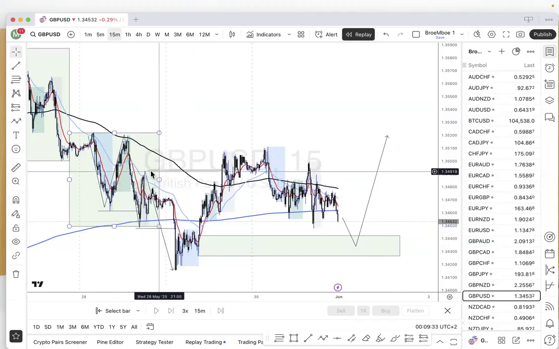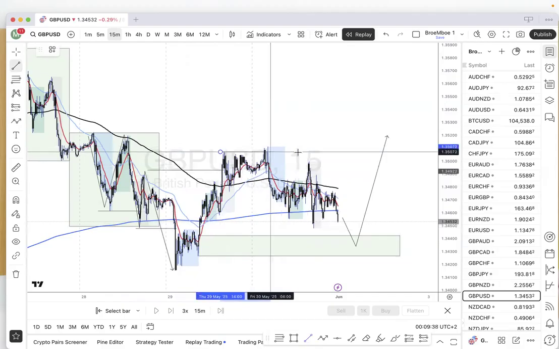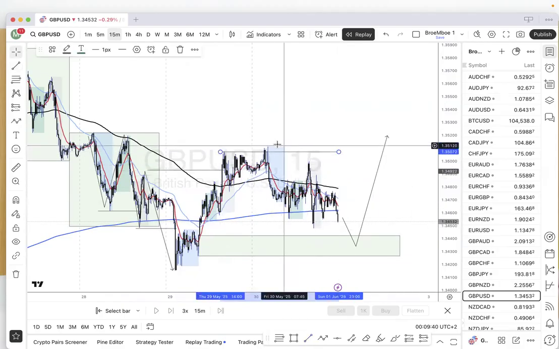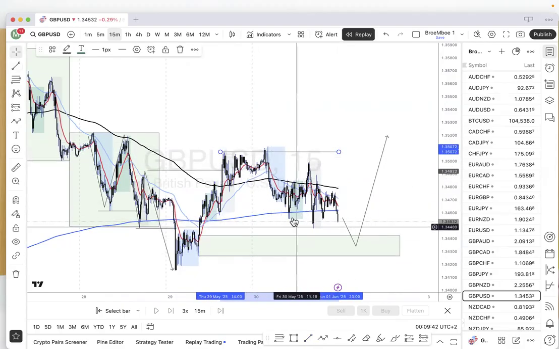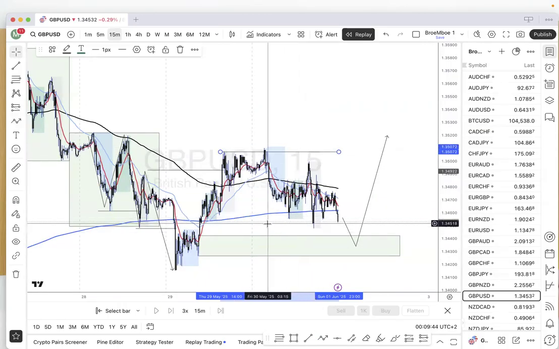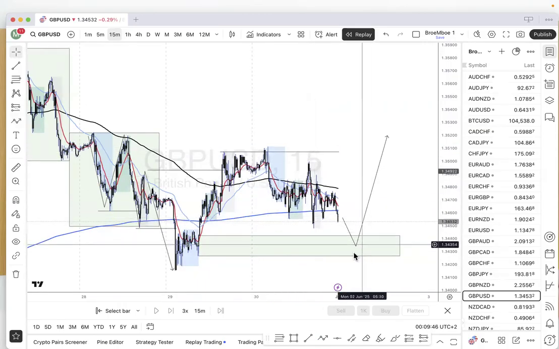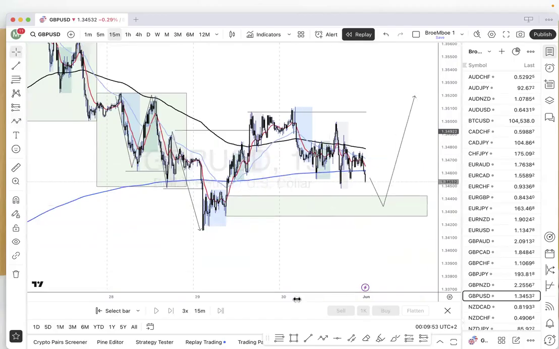Because they broke their high and closed higher than that, they now need to come back into the range. So the likely place where price would react in this instance is right here. Okay? According to the 1 hour.